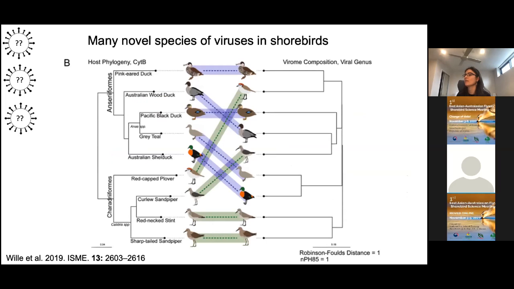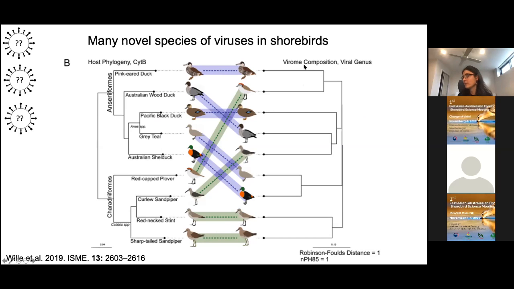And so this is one of the figures from the paper. I'll just walk you through it. These are all the species of birds that we looked at. Again, these 4 were sampled together, same place, same day. Those 5 were sampled together, same place, same day, but a different place. And they're arranged here on the left by their host genetics. So this is how these birds are related to each other and how these birds are related to each other.